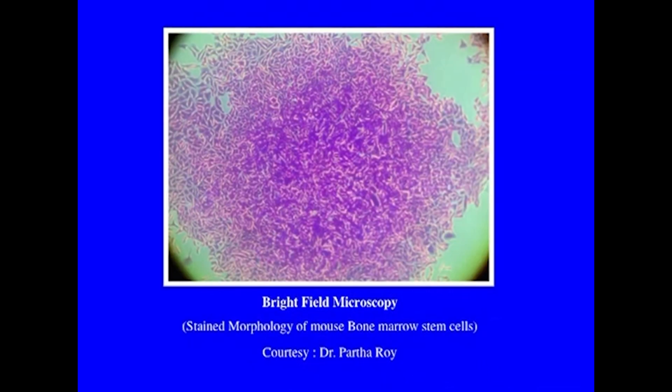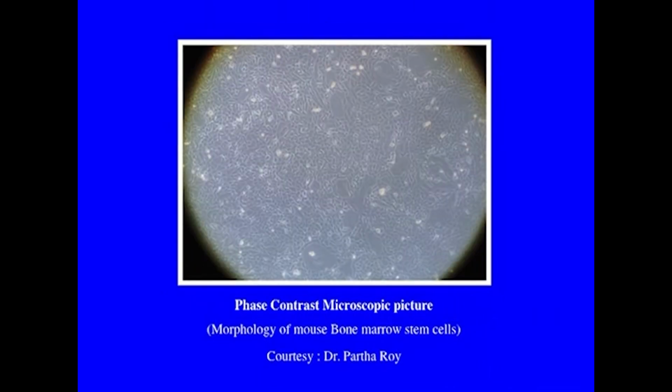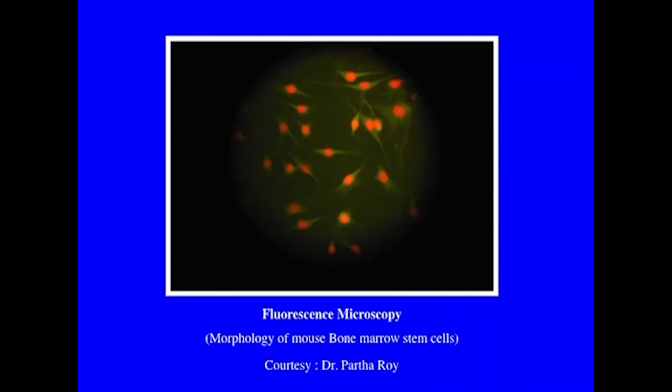Now, let us see some of these other images. This is again a bright field microscopy image of mouse bone marrow stem cells. It shows the stained morphology, and you can see here the particular pattern of the mouse cells. The same image has been taken in phase contrast, and you can see that without staining you can get a lot of details in the phase contrast picture also. These are the same bone marrow stem cells of mouse. The same cells have been imaged in fluorescence micrography, and you can see these cells fluorescing well, as they have been stained with fluorescent dyes.